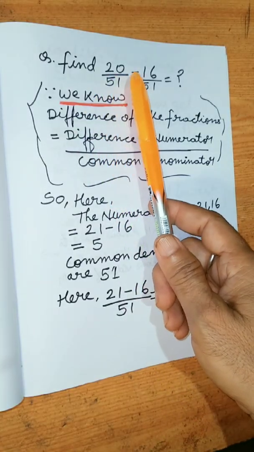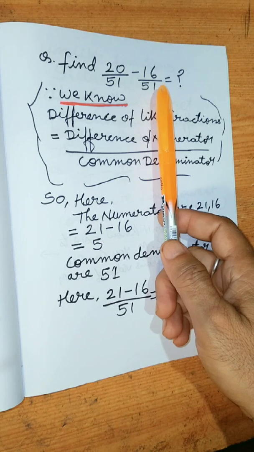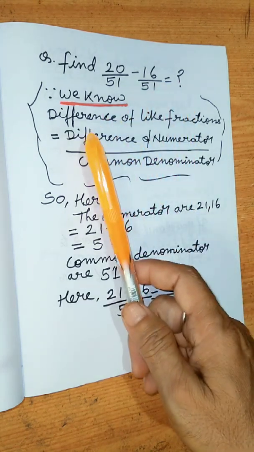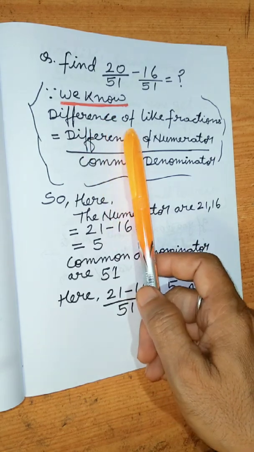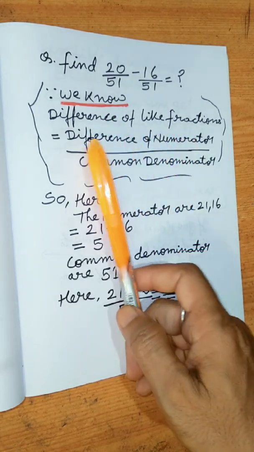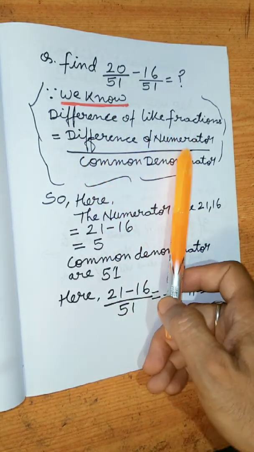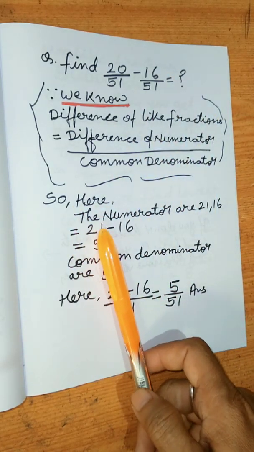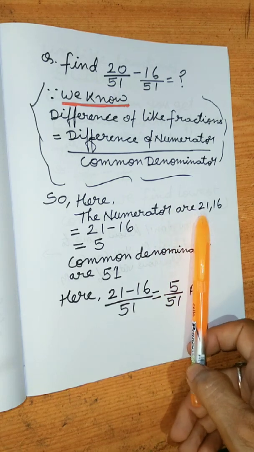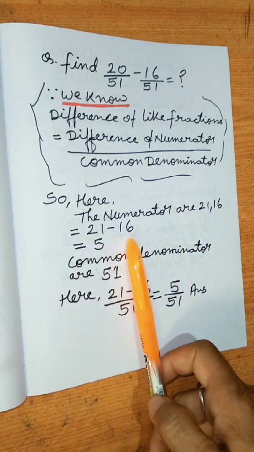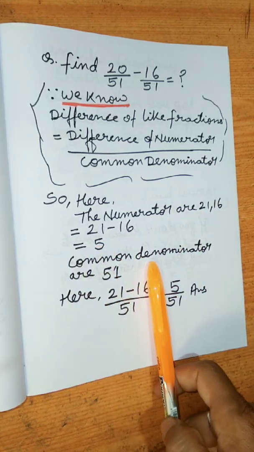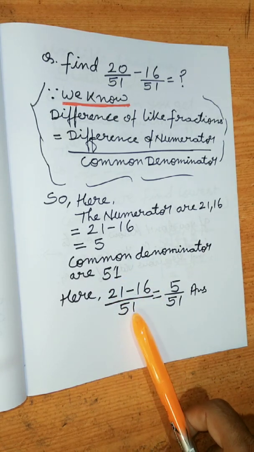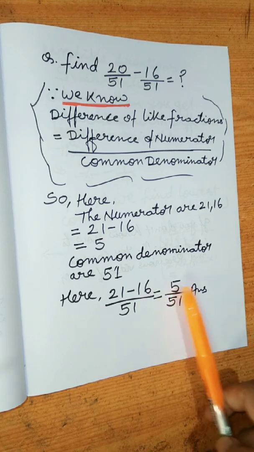Find 21 by 51 minus 16 by 51 is equal to what? We know the difference of like fractions is equal to the difference of numerators over the common denominator. So here the numerators are 21 and 16, 21 minus 16 is 5, and the common denominator is 51. Here 21 minus 16 is 5, so the answer is 5 by 51.